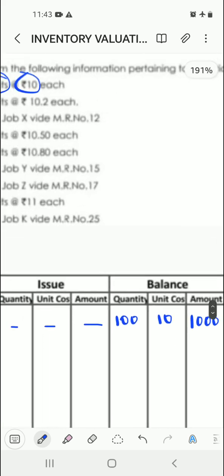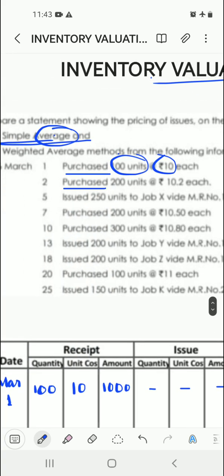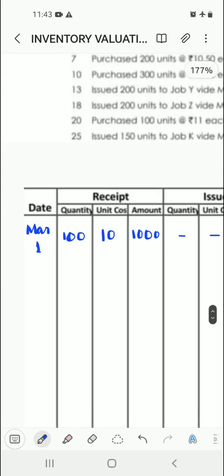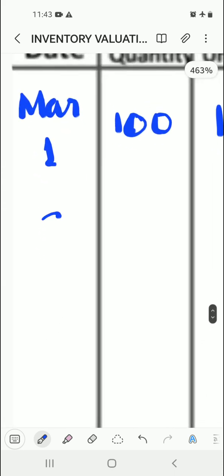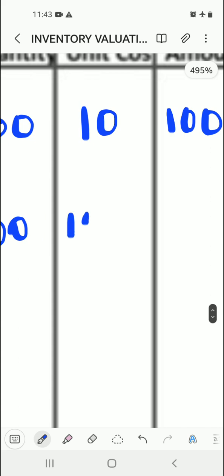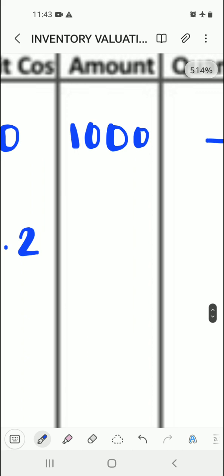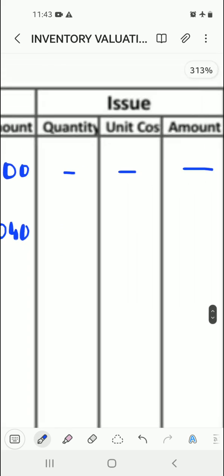Now we will move to the next date that we have got, that is March 2, and there has been a further purchase of 200 units for 10.2 each. So over here we are going to record March 2, 200 units, and the price will be 10.2. Multiply 10.2 into 200, we get 2040. No issues were made on this date.